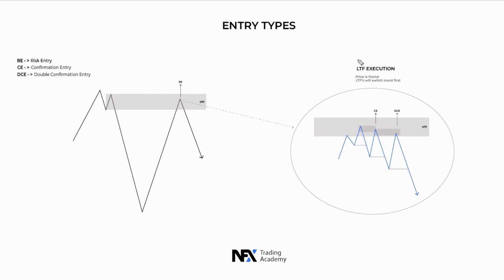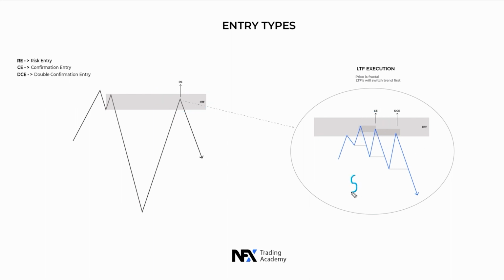Here on the right we have the lower time frame execution. So price is fractal and lower time frames will switch trend first. That is why it's important, if we are trading the 4 hour, you can use the smaller time frames in order to have a better risk reward and a confirmed entry. What a confirmed entry means is that you wait for price to reach the higher time frame zone, which is here. Instead of taking a risk entry, you're going to wait for confirmation.